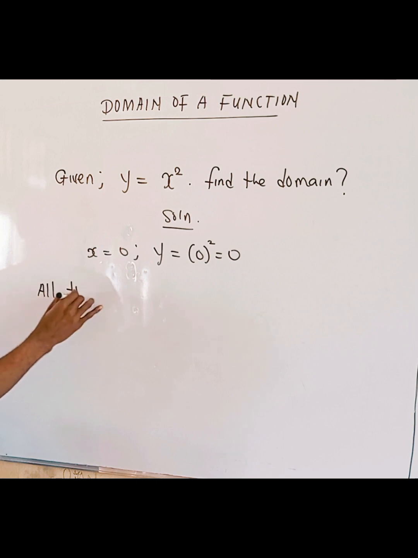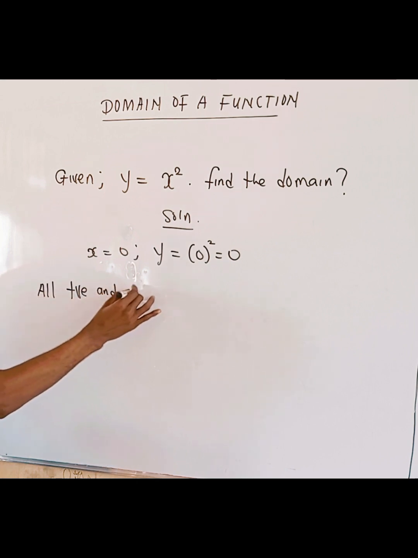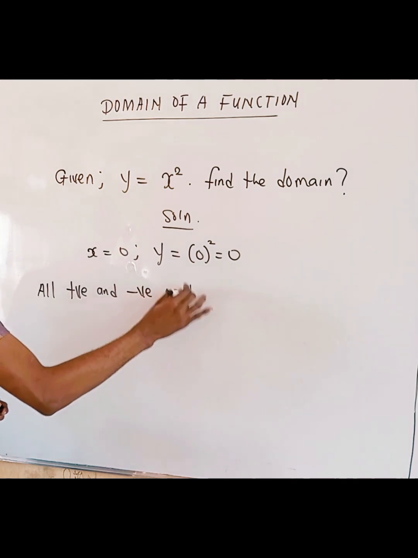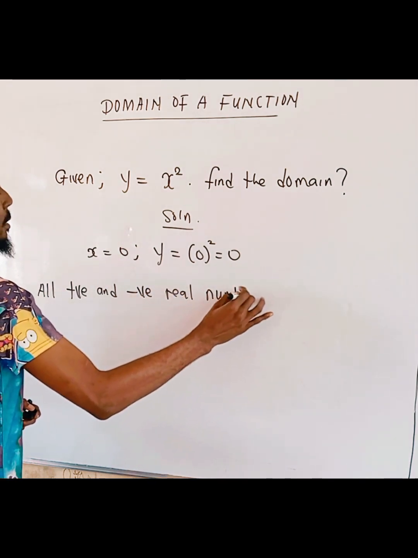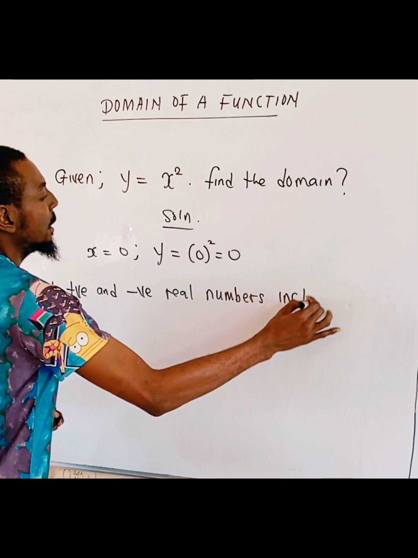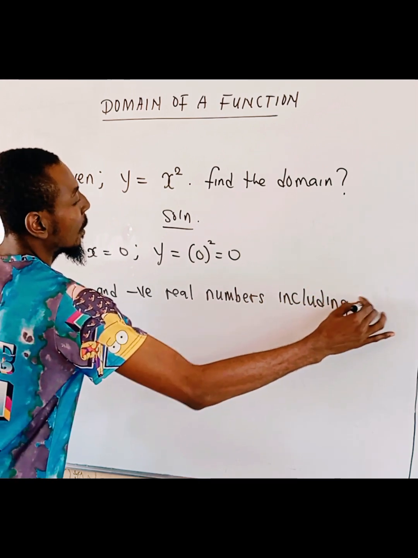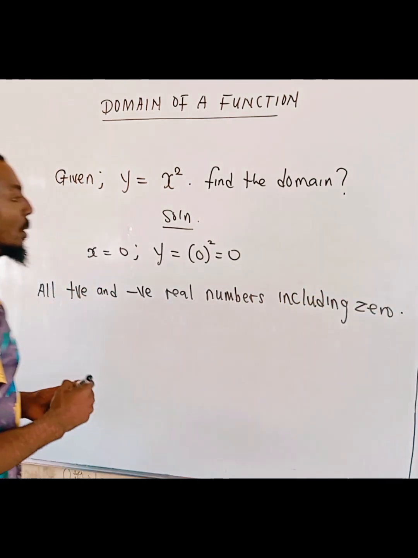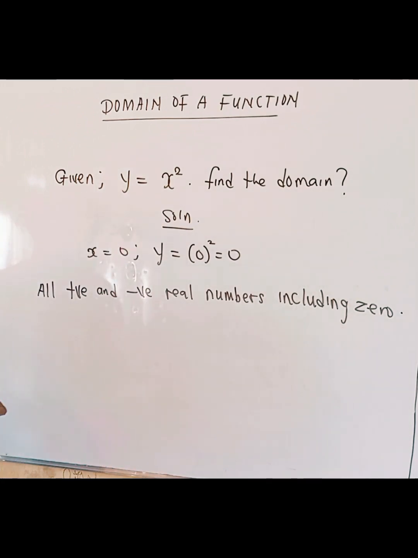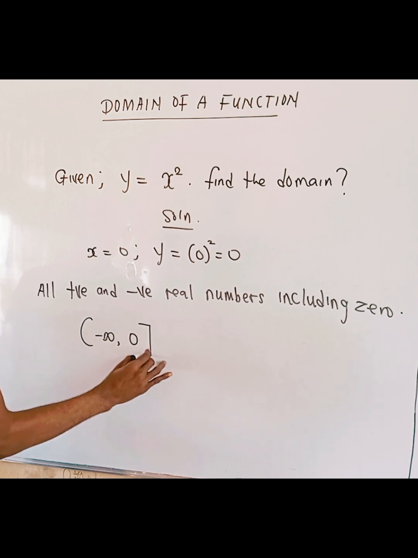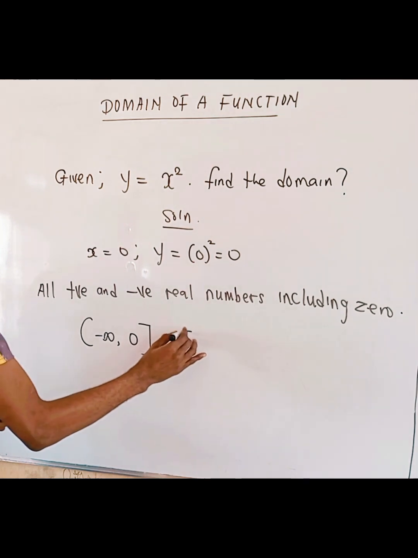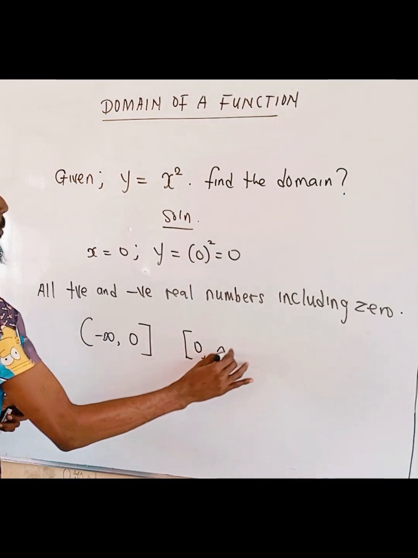all positive and negative real numbers including 0, because 0 also will define the function. Then how do I state it? Open interval negative infinity, 0 inclusive, then 0 inclusive, and positive infinity.